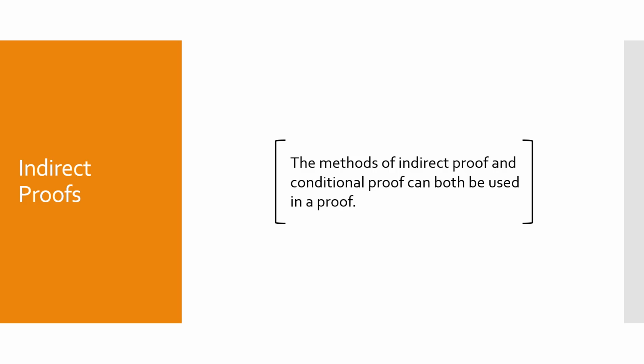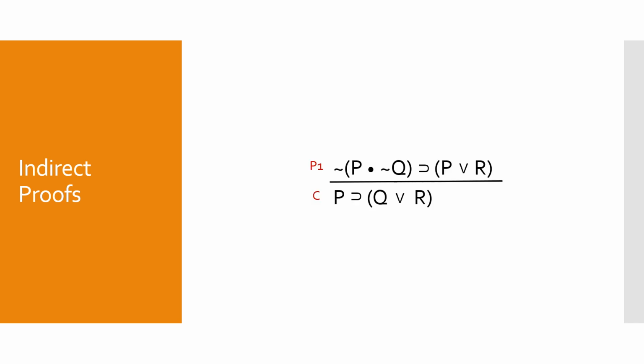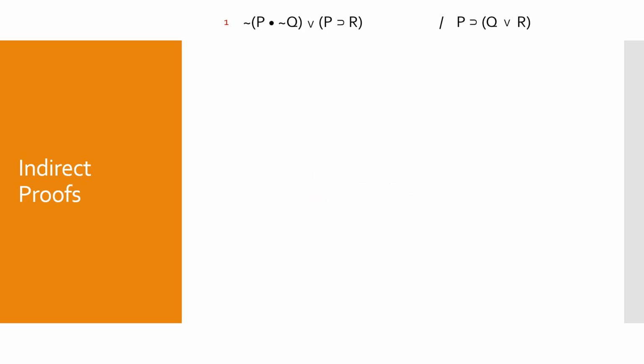So let me give you an example of how this would work. The example is fairly complicated, so it'll take a while to get through, but the idea is fairly simple in the end. So this particular example of an argument has a single premise, which is just a conditional statement. It says, if it is not the case that P and not Q is true, then it's either P or it's R. And the conclusion that we draw from this is, if P is true, then either Q or R must be true. And so the first step is to simply set up the proof like we always do.